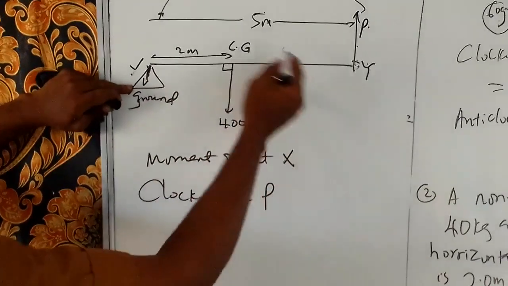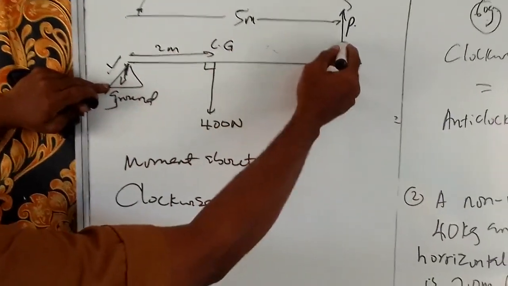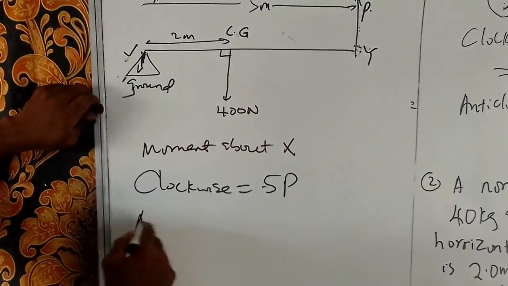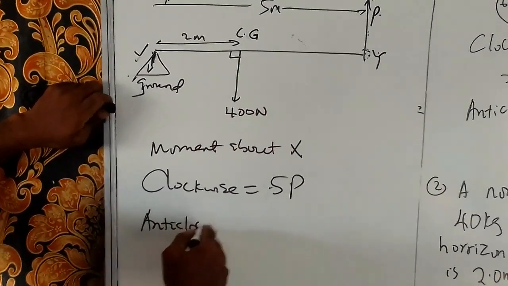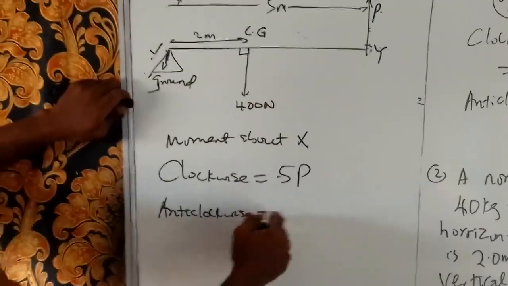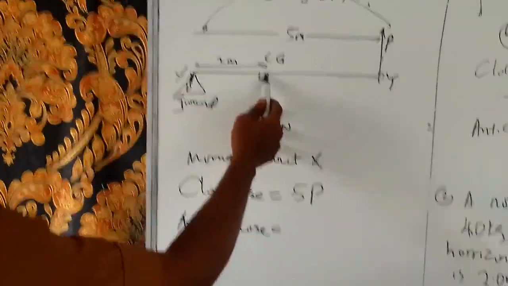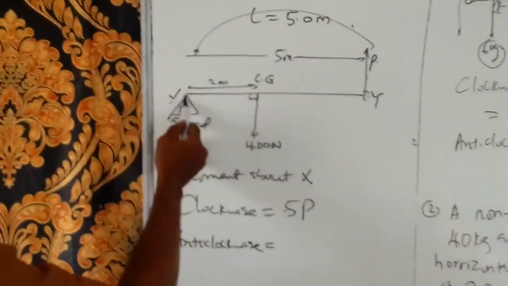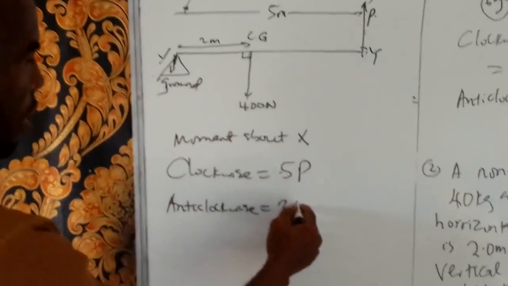So the distance from here to that is 5. So that gives us 5P. Then if I take anti-clockwise moment, I now have the force down here multiplied by the distance to the same pivot turning point, which is 2 times 400, which is 800.